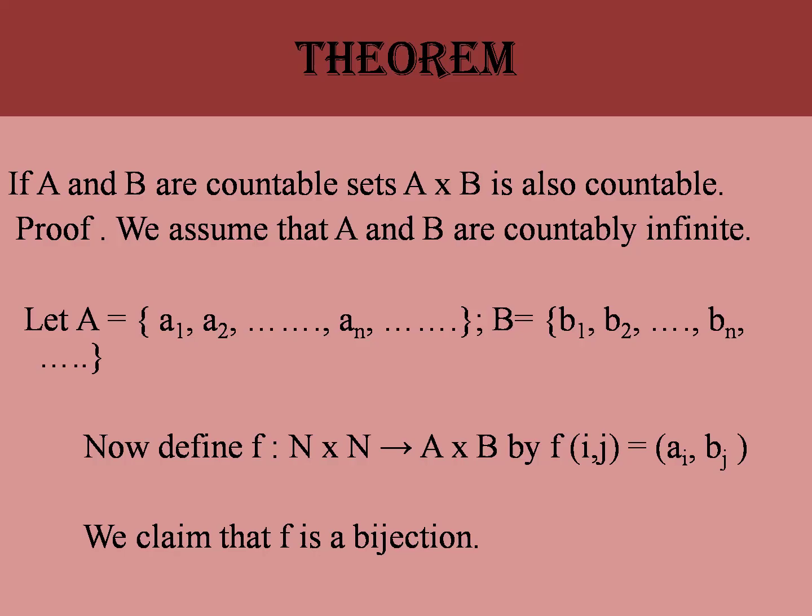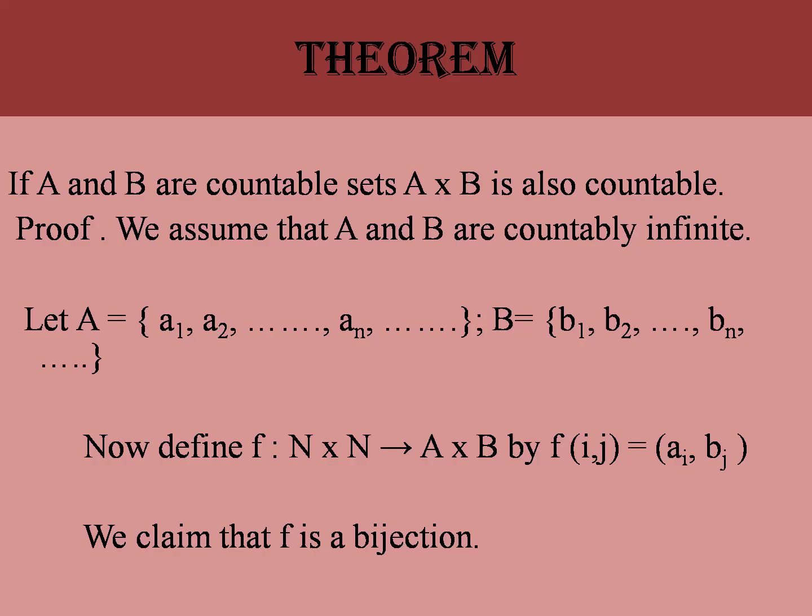See the proof. Here we assume that A and B are countable. By the definition of countable, it may be finite or countably infinite. Let A and B be countably infinite. So we name the sets A equal to {a1, a2, ..., an, ...} and B equal to {b1, b2, ..., bn, ...}. Now we define the map f from N cross N to A cross B. We define f of (i, j) equal to (ai, bj). Listen, defining the map here is very important.